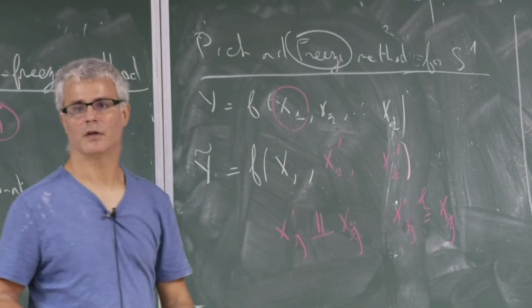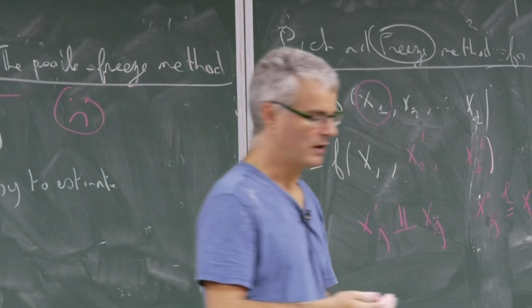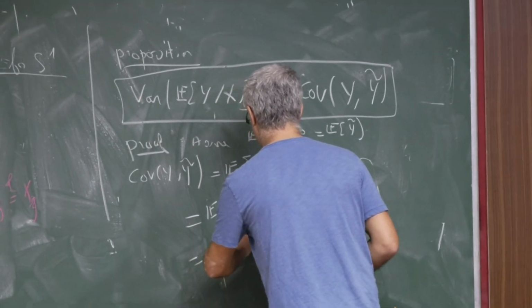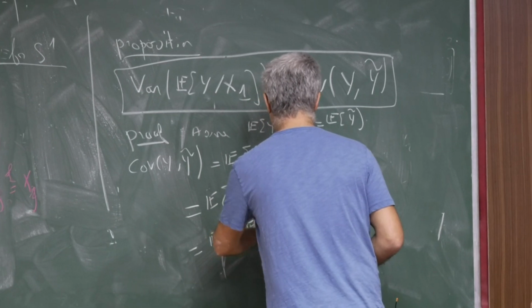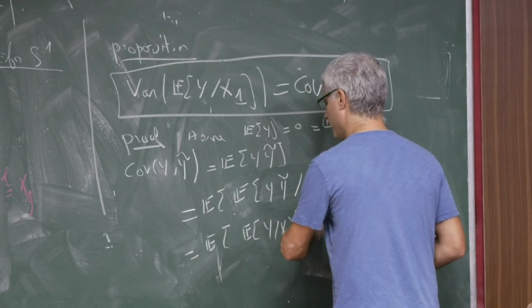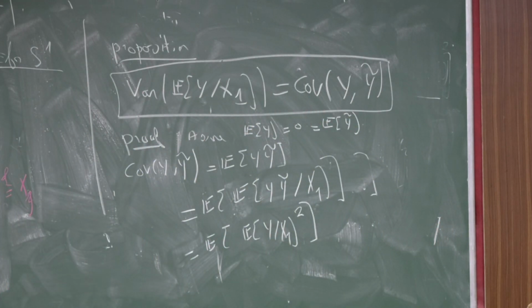Okay? So now you can say that the expectation is the product of the expectations. And since they have the same law, at the end you will find the expectation of E of y given x1, squared, and this is just the variance of the conditional expectation because they are centered. Okay?